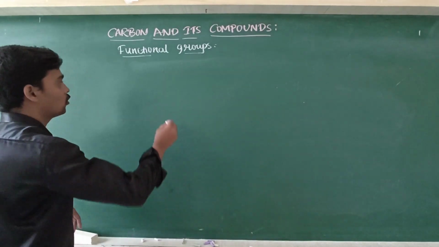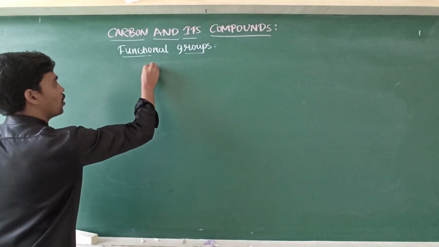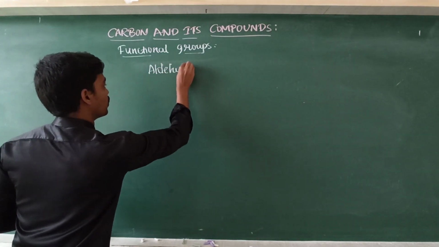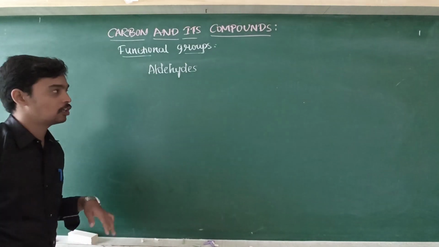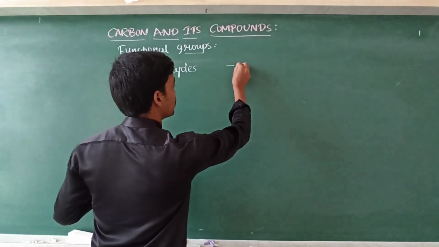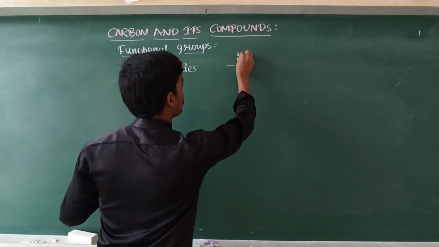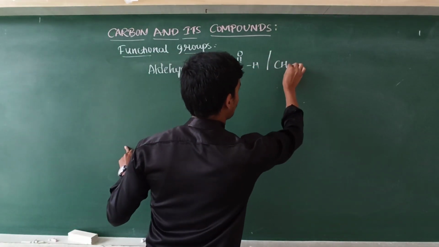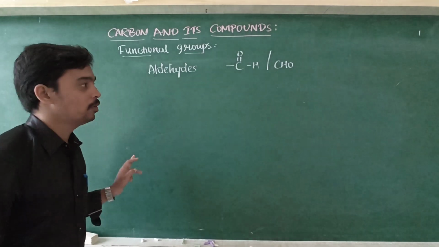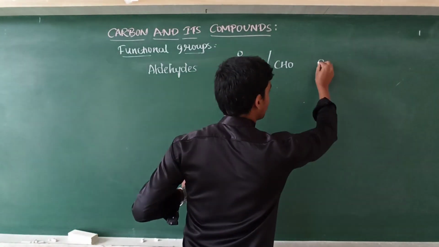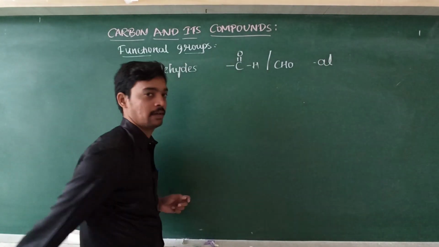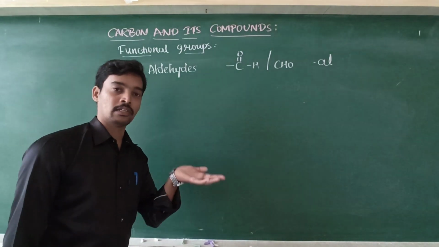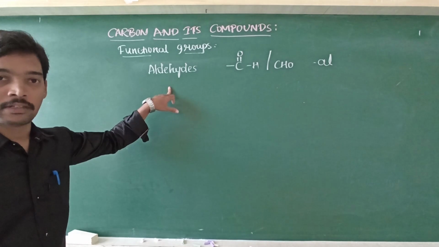And the next functional group is aldehydes. Aldehydes are functional groups and they consist of COH or CHO as the functional group and their names end with the suffix AL. And how to convert the respective alkanes, alkenes or alkynes into aldehydes?